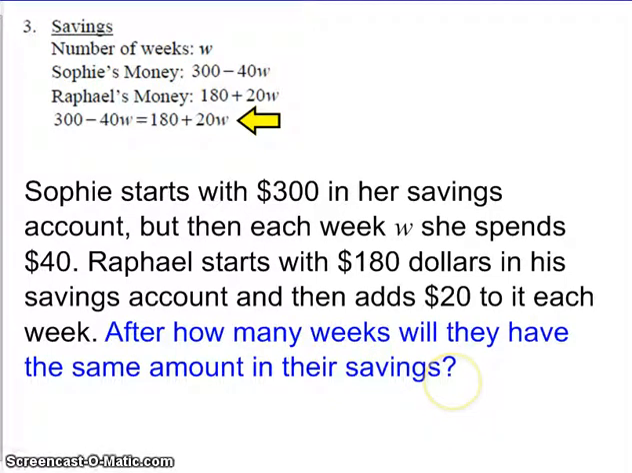So this one doesn't end with a hypothetical. I guess I could say, if they have the same amount of money in their savings, how many weeks will have passed? But we're going to say, after how many weeks will they have the same amount in their savings? Because that's what it's saying. It is saying right here that we have Sophie's money. So here it is, Sophie's money. And we also have Raphael's money. And here it is, Raphael's money. And we're saying that they are equal, so the same amount.